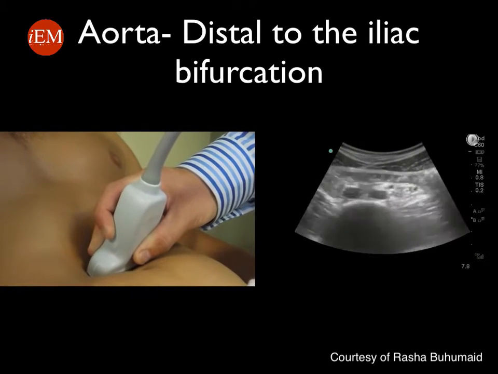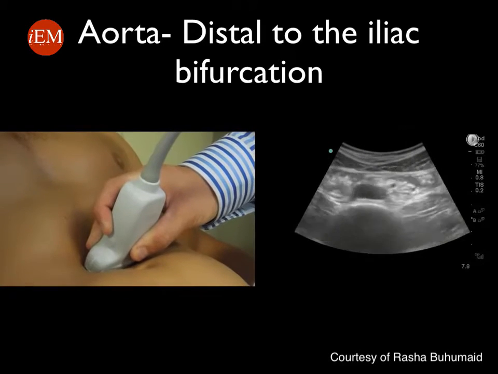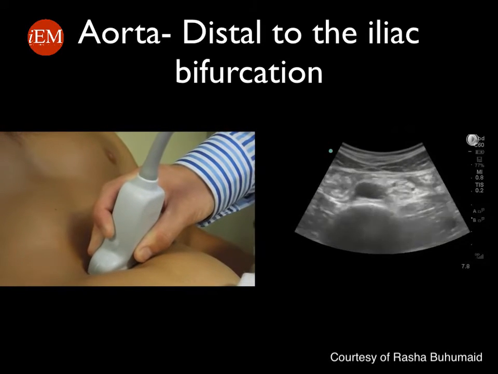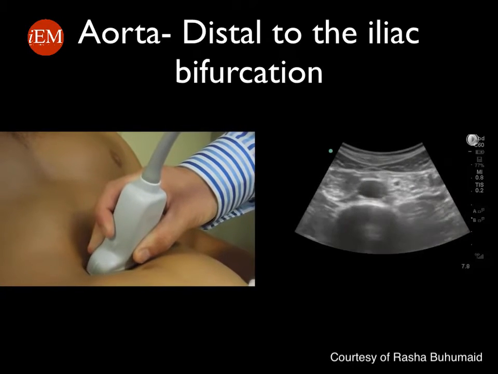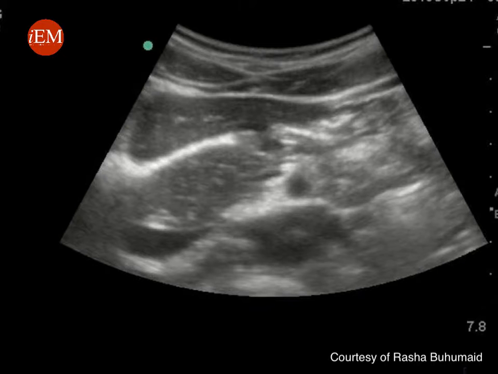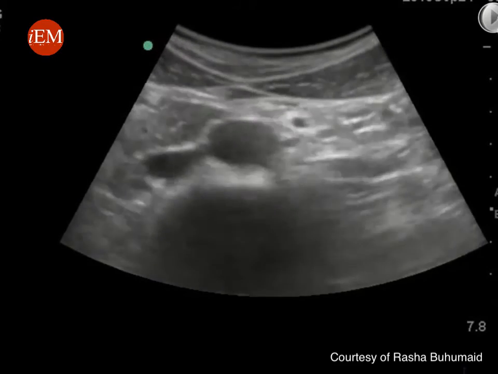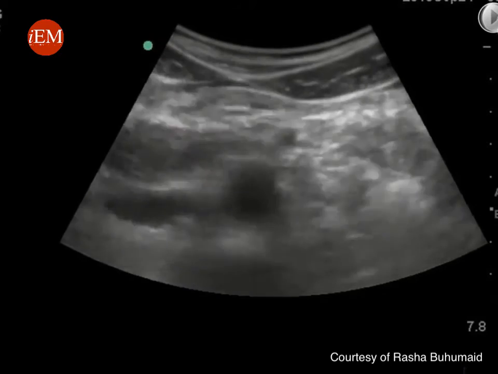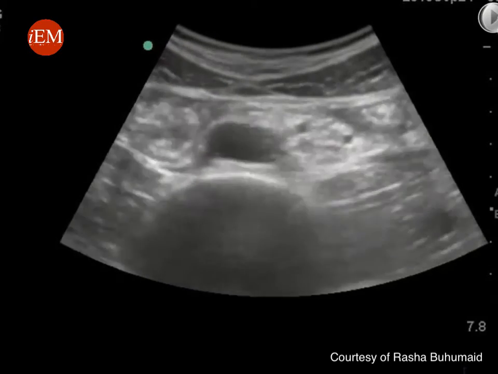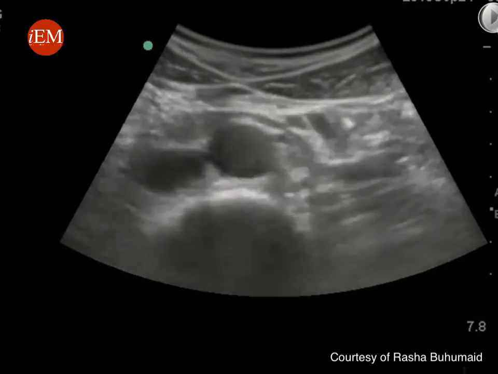Moving more distally, the abdominal aorta then bifurcates into the common iliac arteries, and this is usually at the level of the umbilicus. It is very important that you visualize the whole abdominal aorta to be able to rule out abdominal aortic aneurysm. So in this video, you will see the evaluation of the abdominal aorta starting proximally at the level of the SMA until the bifurcation into the common iliac arteries.